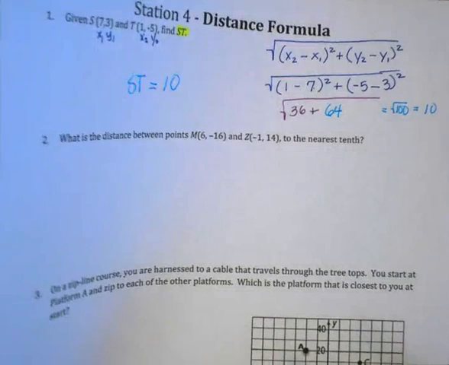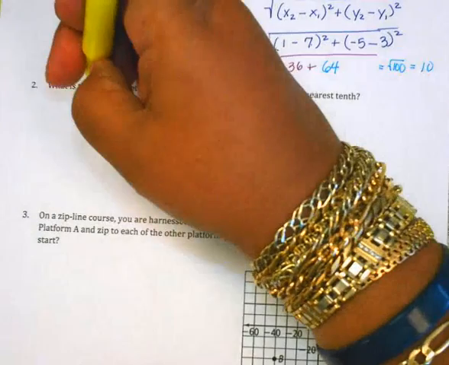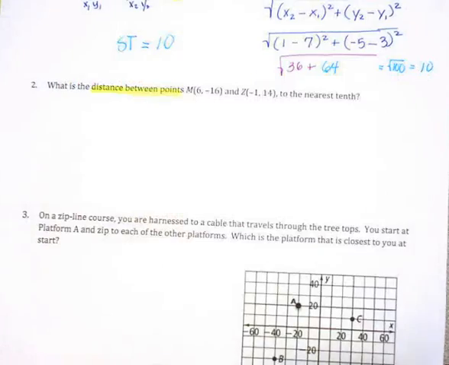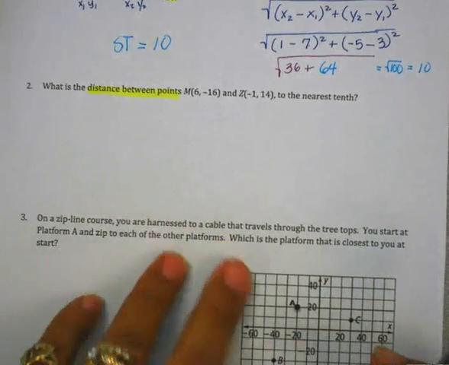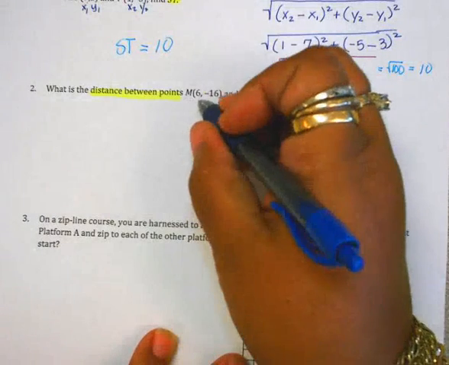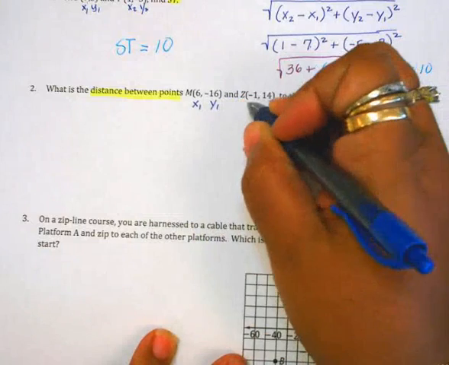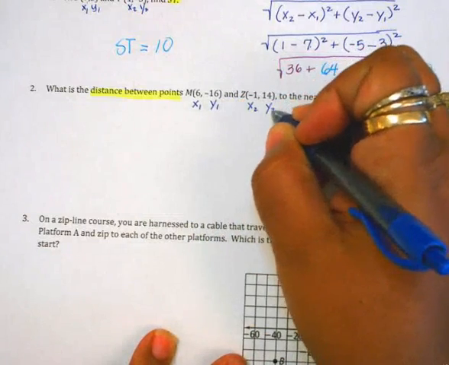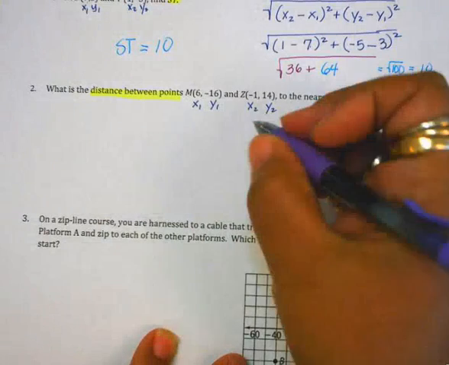Number 2, what is the distance between points M and Z to the nearest tenth? Okay, we want to know the distance between points. So that means we're using, again, the distance formula. I'm not going to write it again because I have it right up here on my paper, but I am going to label my points. x1, y1, x2, y2. Now I'm going to substitute their values into the distance formula.